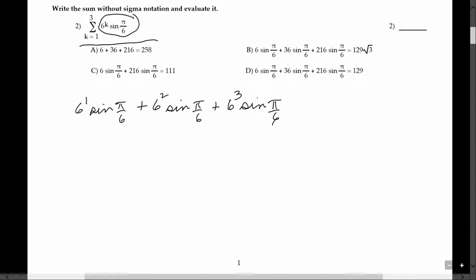And of course, sine of pi over 6 is 1/2. So we'll get 3 plus 36 times 1/2 is 18 plus 216 times 1/2, which is 108. So the sum is 129, and that is answer D. For version 2, the answer was A.